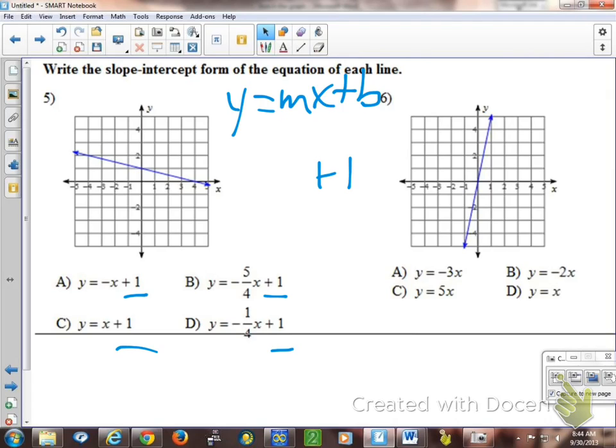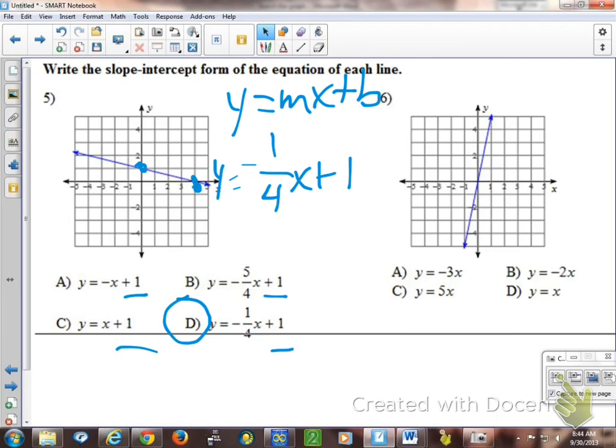The slope. I'm just going to look for 2 points. This point looks pretty solid. This point looks pretty good, right on the line. So what's it look like? It goes down 1 over 4. Rise over run. Down 1 over 4 is negative 1/4 x. So there's your equation. Negative 1/4 x plus 1, and the answer would be D.